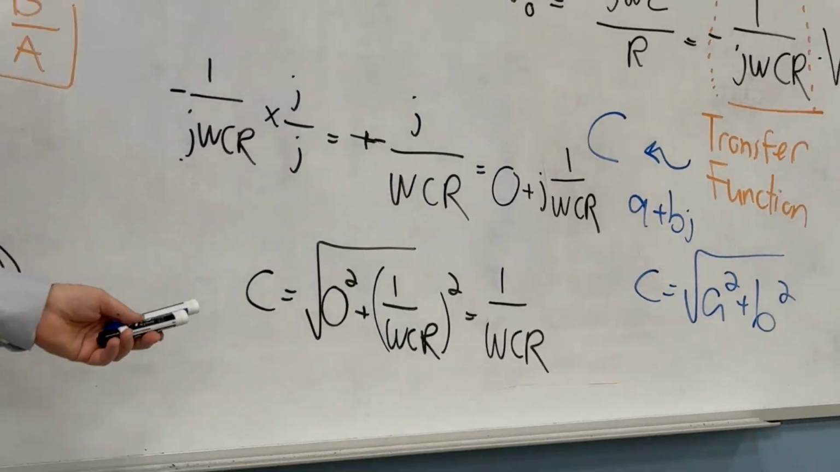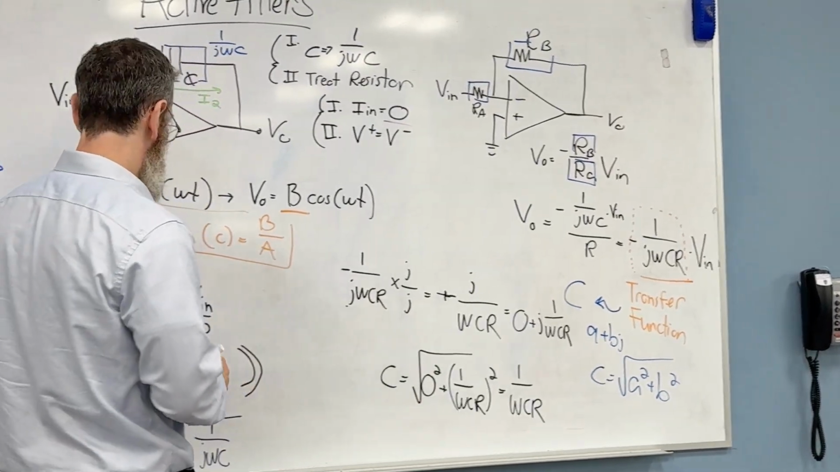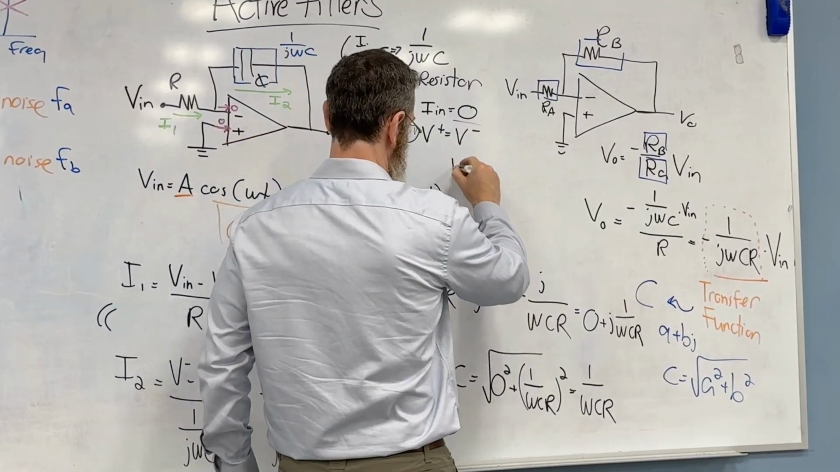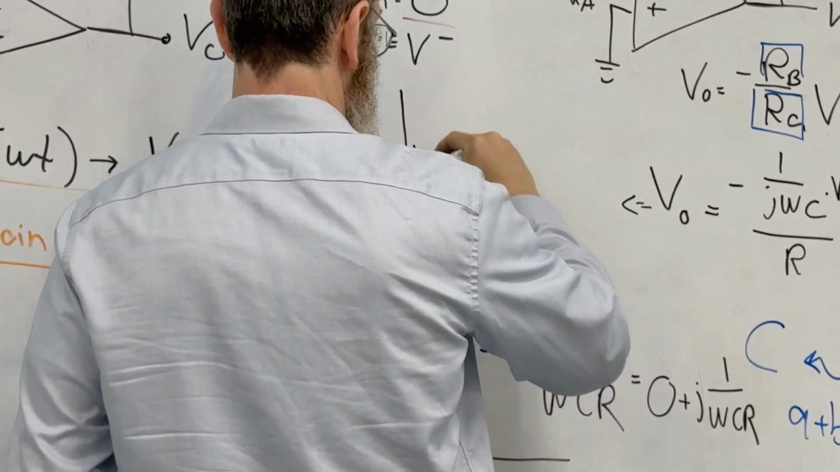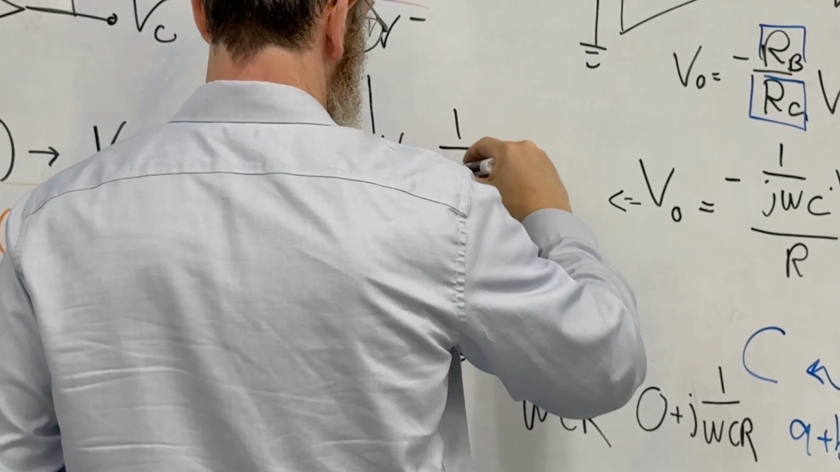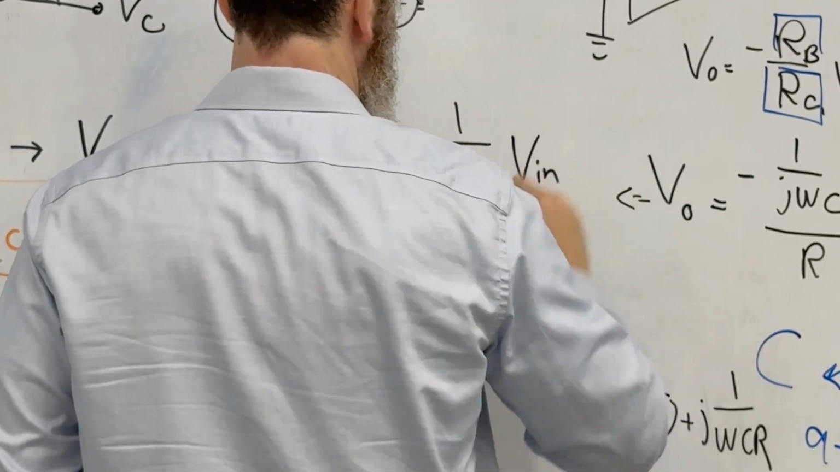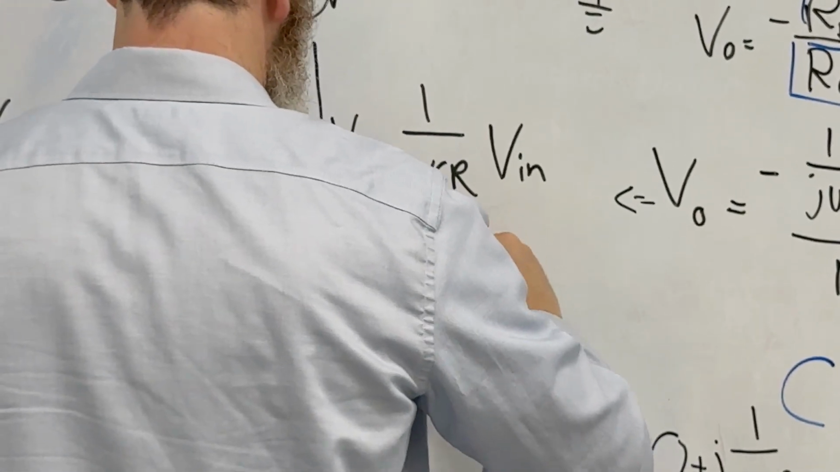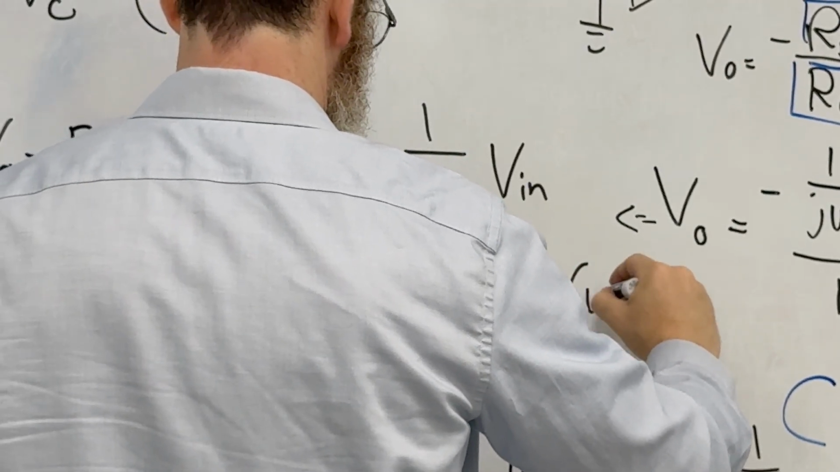Okay, so now we have our answer. Now we can say that we'll do it right here. That we can go to V out is equal to 1 over WCR times V in, which means that V out is equal to 1 over WCR times a cosine of WT.